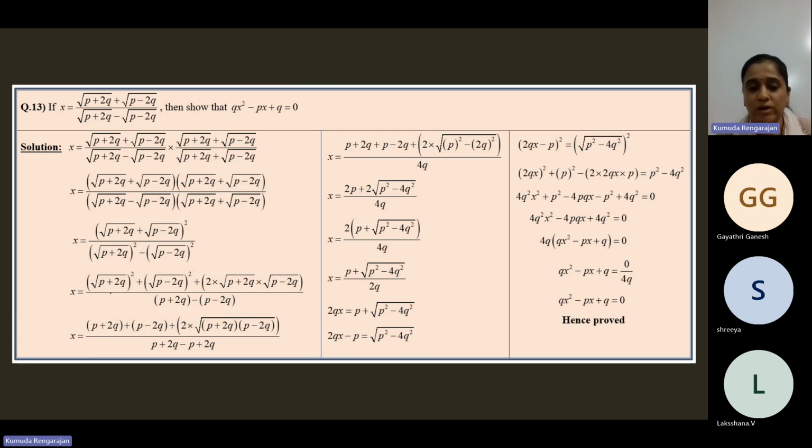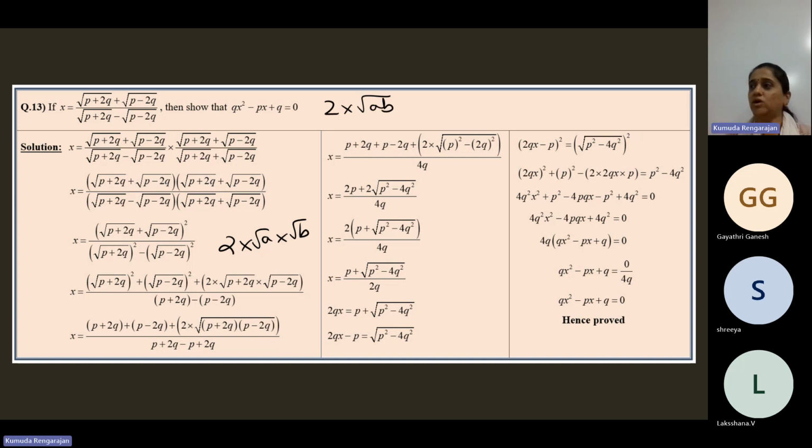Now, next step. So this was a square, right? So what does this simplify to? What's the value of this one? Square and square root get cancelled. So we have p plus 2q, and then this plus sign, and here p minus 2q, again for the same reason. And then plus, now this one is 2 into root a into root b, which is 2 into root of ab.